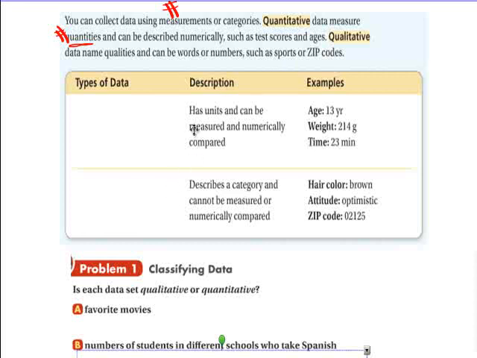So as we take a look, which type of data has units and can be measured numerically? Ages, weights, times. Hopefully through all that, you see that we're talking about quantitative. To describe a category, as soon as you see category, we know it's qualitative. Some examples we have over here: the hair color is brown, attitude is optimistic, zip code is 02125. Although the zip code has a number, it doesn't automatically qualify it as quantitative.